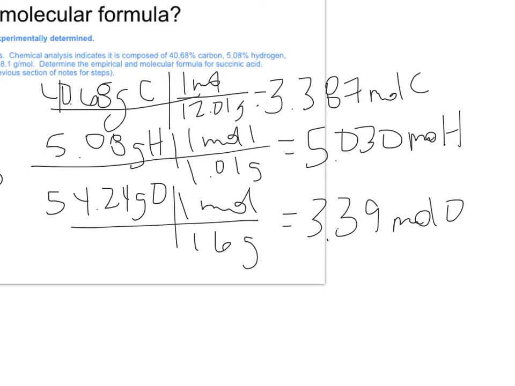And remember, the next step for making empirical formulas is to divide by the smallest number, which happens to be the moles of carbon. So this is our smallest.